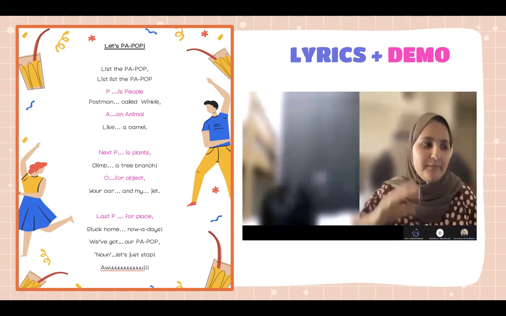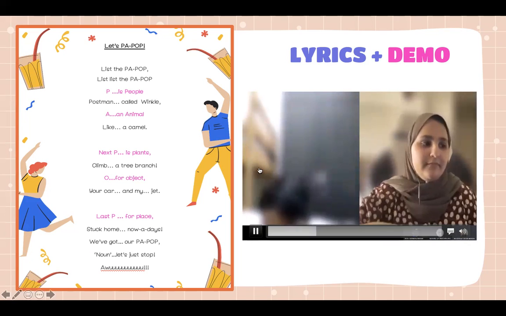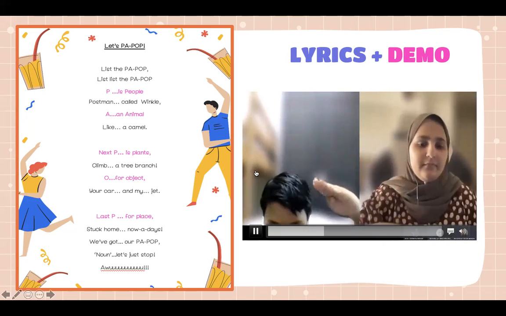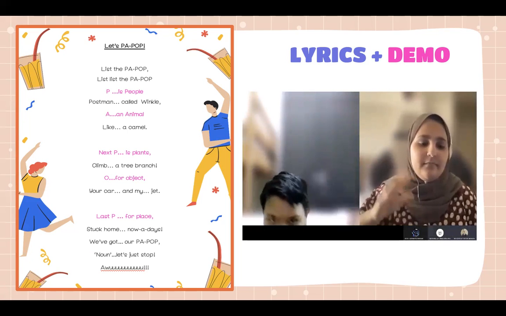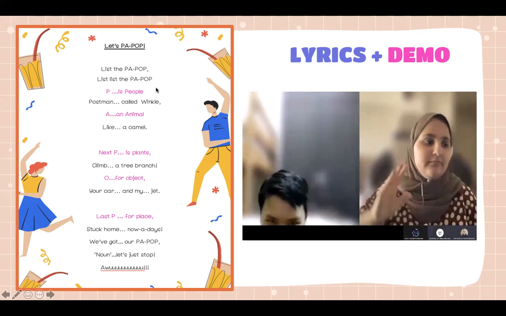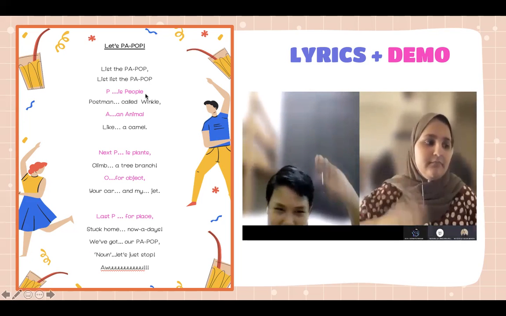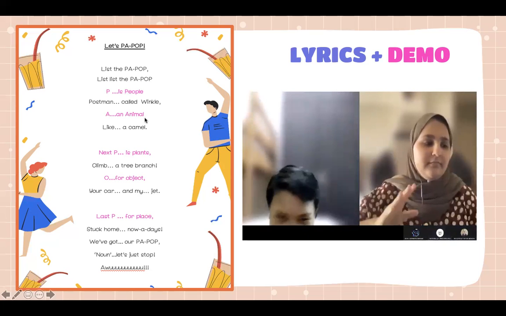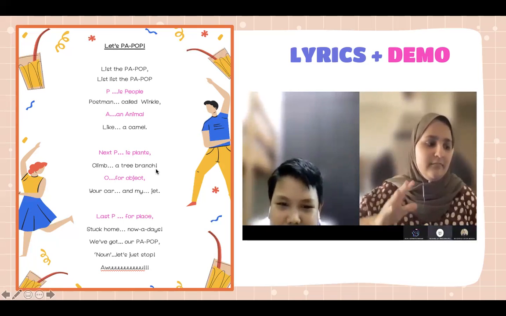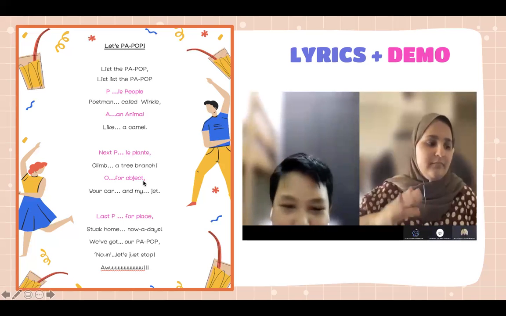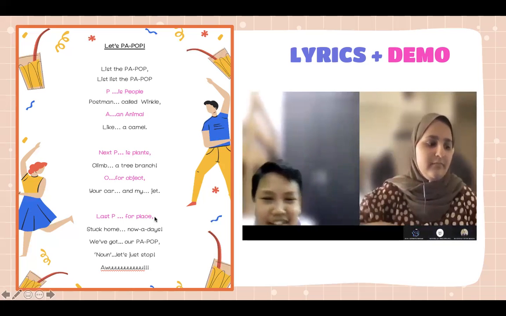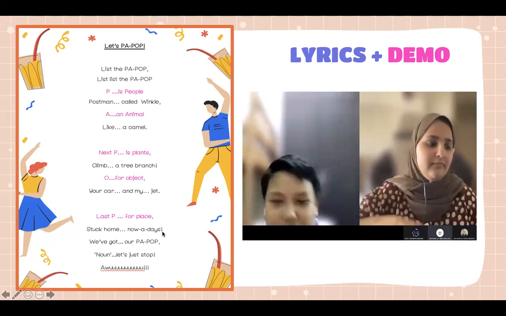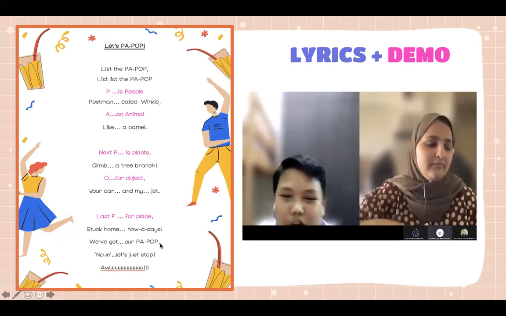Let's pop up. This is the pop. This is it. And animal, like a camel. Next P is plant. A place, that home. We've got pop up.